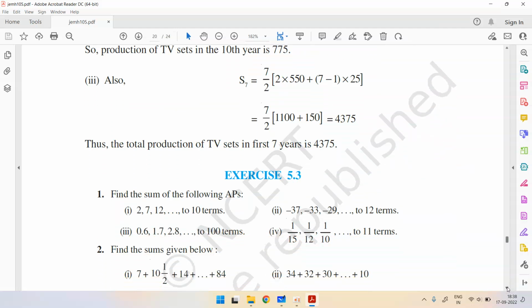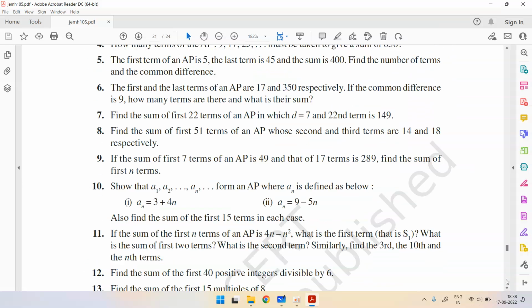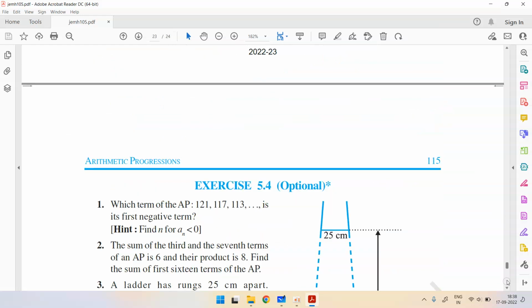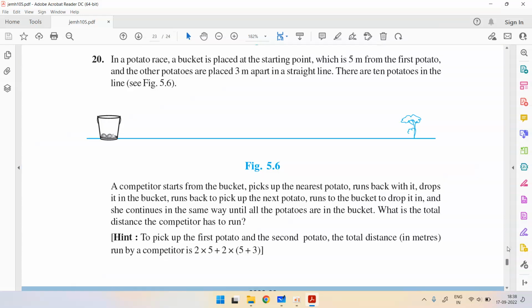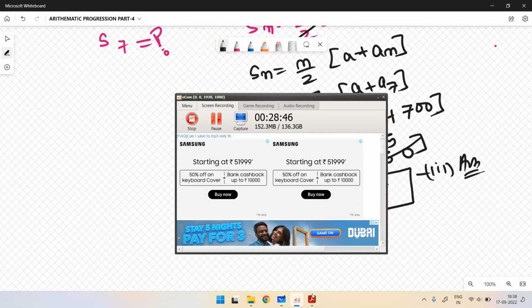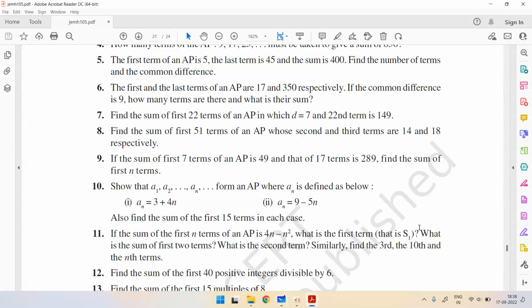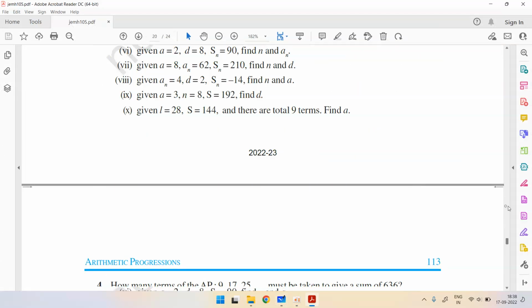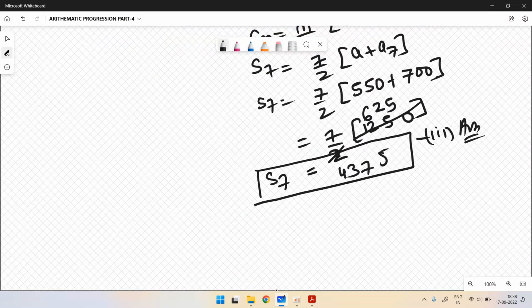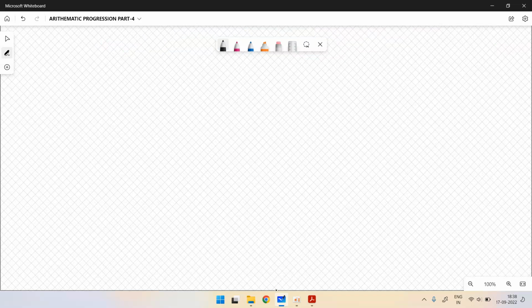Now moving to exercise number 5.3. It is also a huge exercise with 20 questions. Let's start this quickly. Exercise 5.3, question number 1.